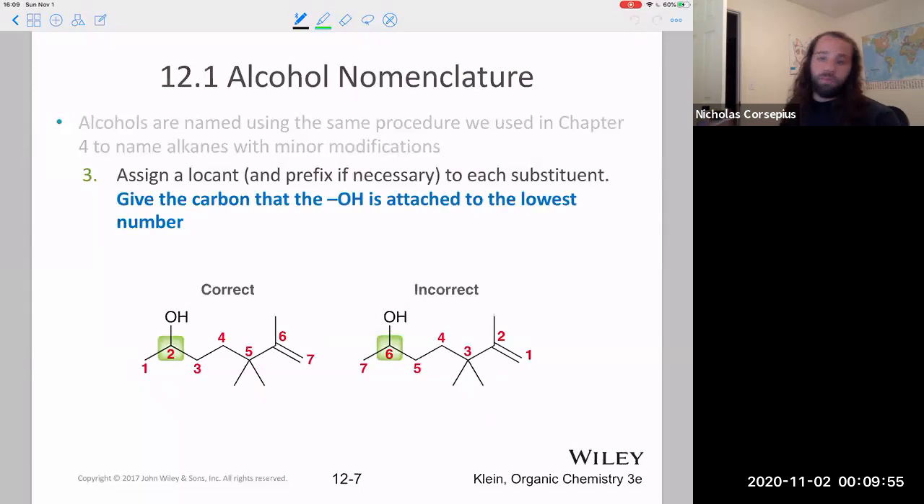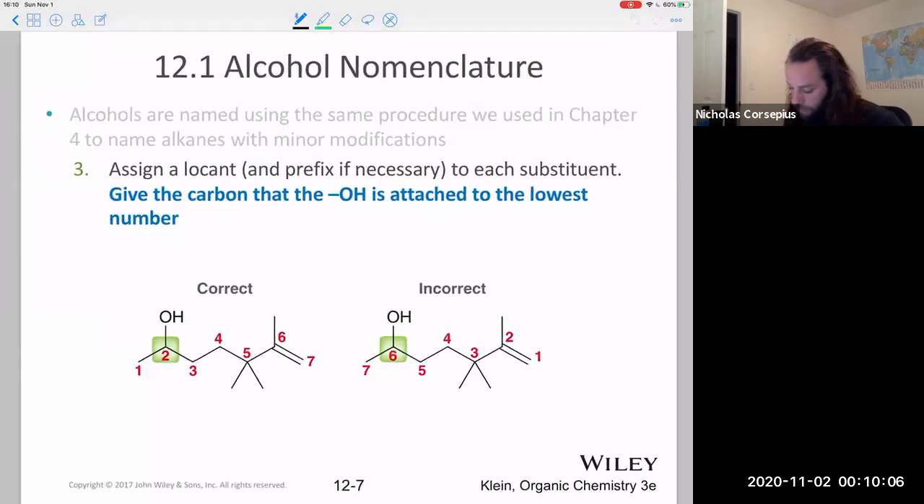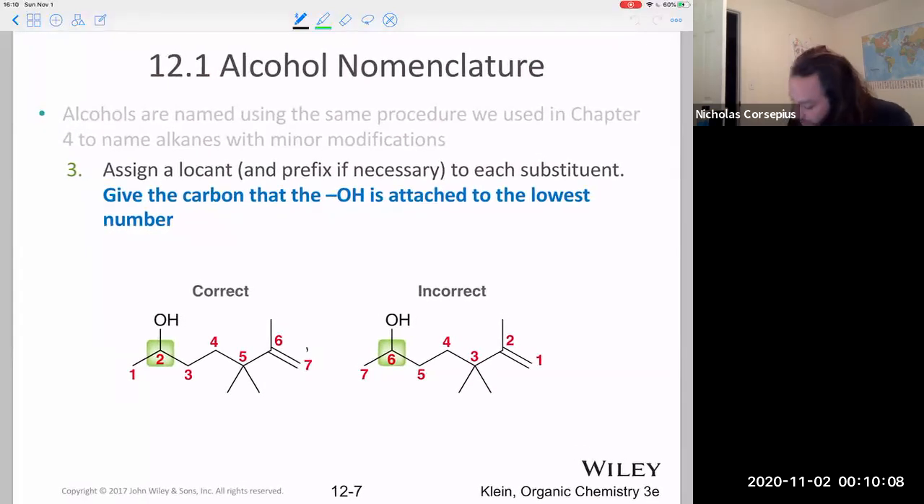And then in terms of numbering, like I said a few slides ago, but nonetheless, something important to remember, you want to number such that that highest priority group, in this case, the alcohol group, gets the lowest number, right? So this numbering scheme on the left would be the correct one, because even though we have this double bond over here, that's lower on our priority ranking than alcohols. So we're not going to consider that. We're going to make sure that it's in the parent chain, but we're not going to try to give it the lowest number. Instead, the lowest number will go to the alcohol group. Right, so that's why we start numbering from over here, 1, 2, giving that alcohol 2, as opposed to the other direction, which would have given it a 6.